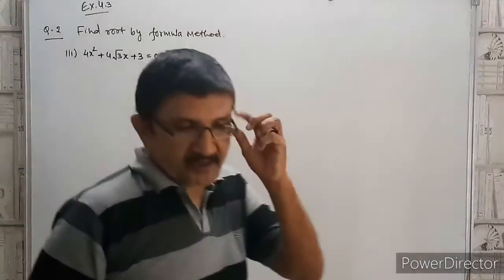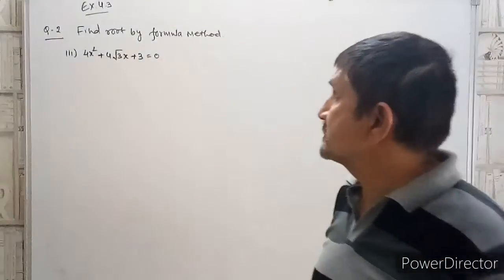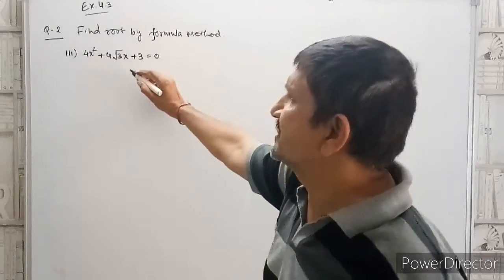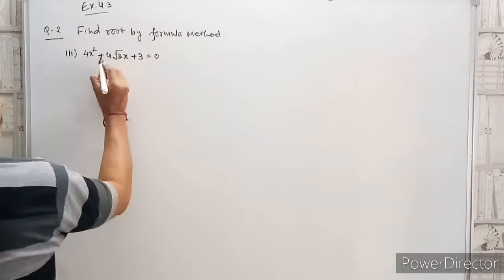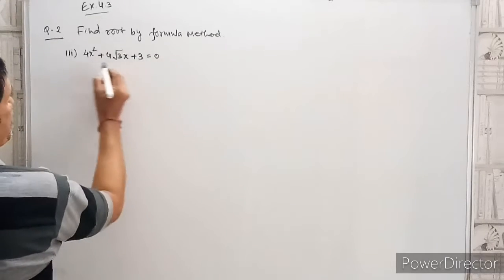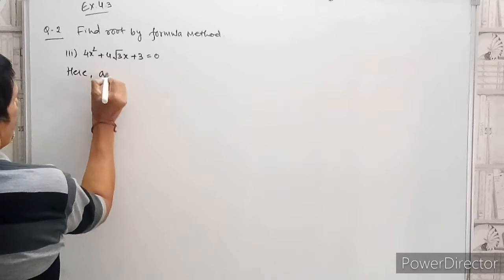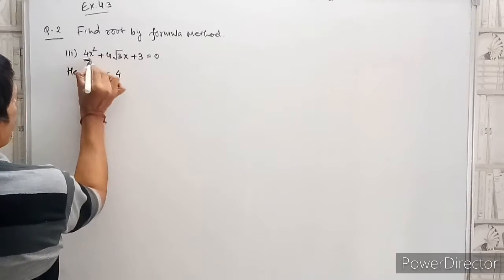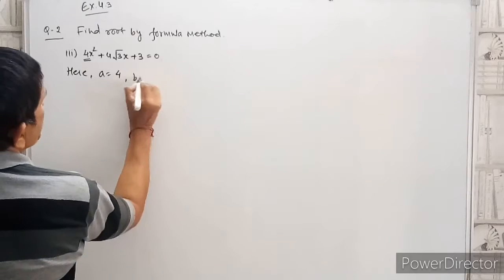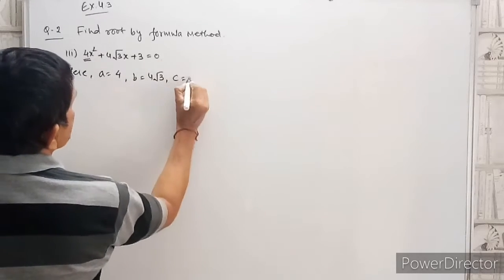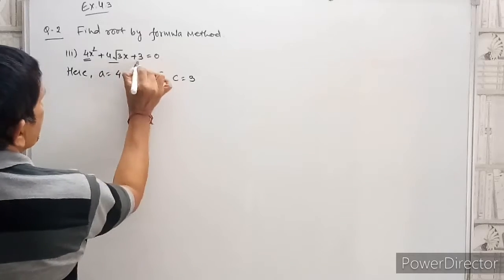Okay, we start with exercise 4.3, question number 2. Find the root by the formula method. In that, the third question, 4x square plus 4 root 3x plus 3 is equal to 0. Here, a is equal to 4, b is equal to 4 root 3, and c is equal to 3. This is b and this is c.